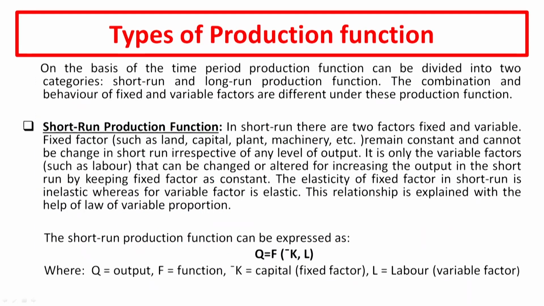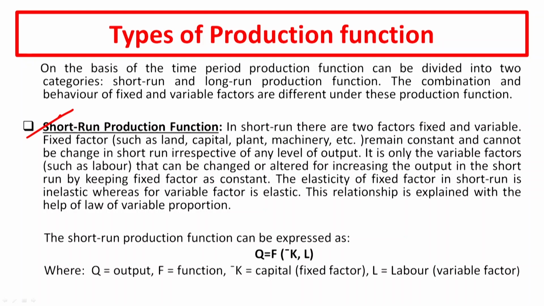Types of production function. Basically, production function relates to two periods, that is short run production function and long run production function. In short run production function, there are two factors. One is the fixed factor and the other is the variable factor. In the short run, you cannot change the fixed factor. It is constant. If you really want to increase the level of production, you can only do so by increasing the variable factor. And the short run production function law is the law of variable proportion.